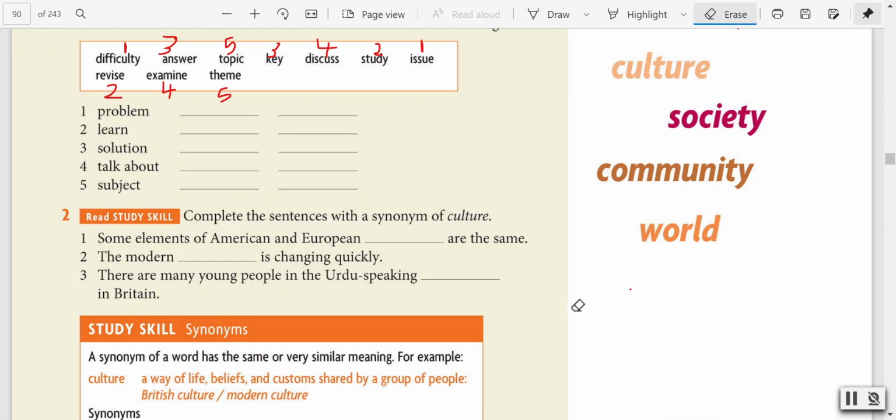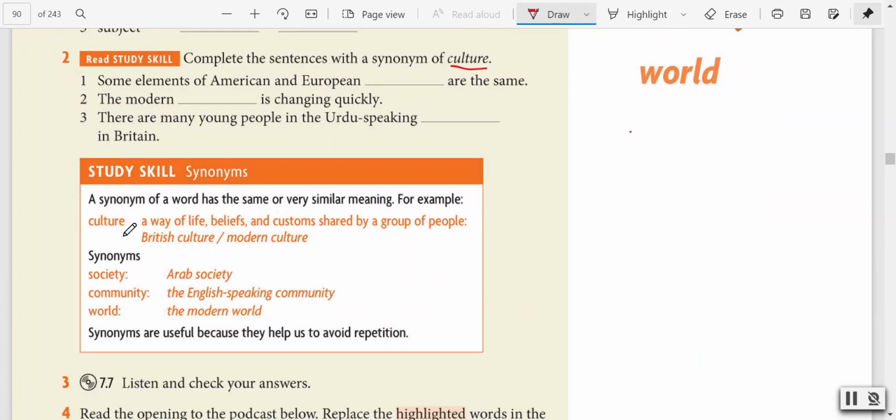Okay, in here in exercise number 2. Brief study skill. Complete the sentence with a synonym of culture. We have some synonyms of culture, but before doing this, let's read this study skill box. A synonym of a word has the same or very similar meaning. For example, culture: a way of life, belief, and customs shared by a group of people. For example, British culture, modern culture.